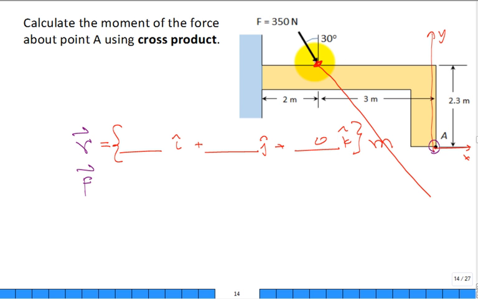What do I have to change in the X? Minus 3. What about the Y? Plus 2.3. And the K we already did. What about F? I have to express that as a vector. Something in the I, something in the J, something in the K, in units of Newton. What will it be for the I? 350. All right.